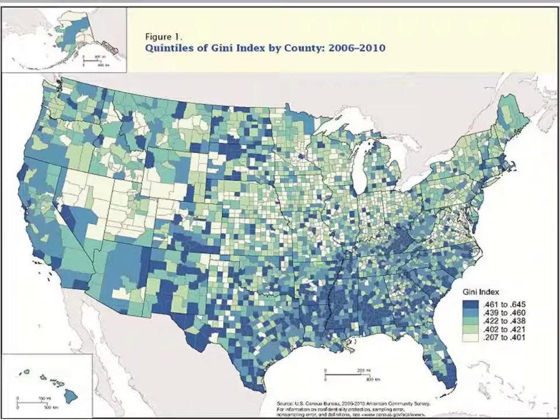Looks like where I grew up was a little bit more equal than where I went to college. So that's interesting stuff. So you can see it varies a lot throughout the country.